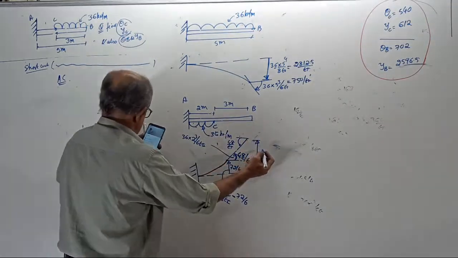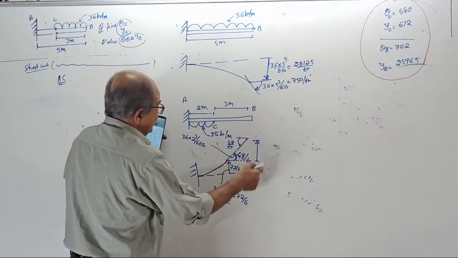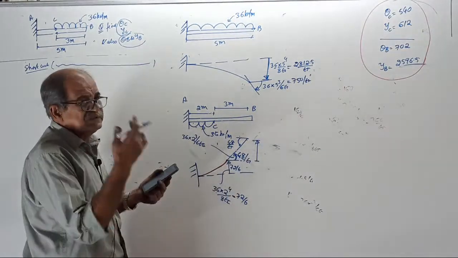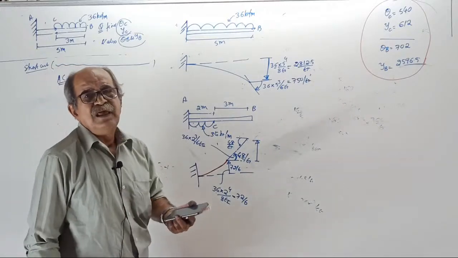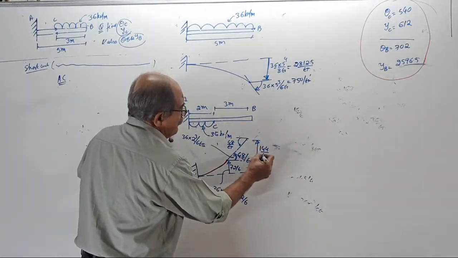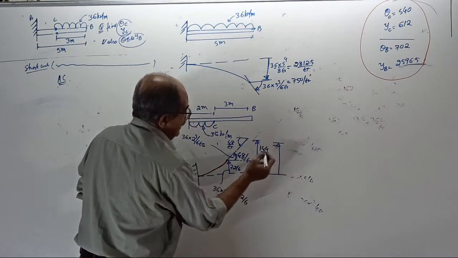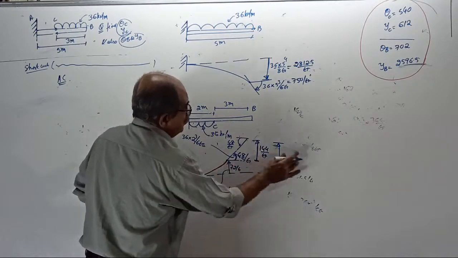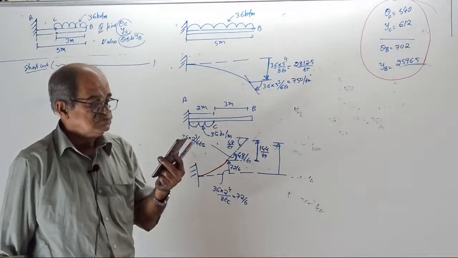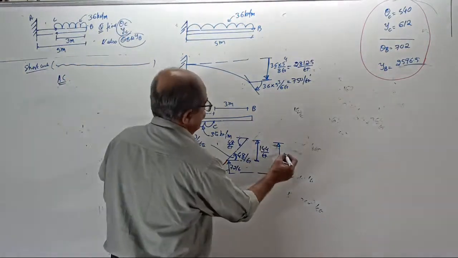I will not explain this, because I have explained it thousands of times. Slope is 48, this intercept, distance is 3. If somebody wants an explanation, don't come to my class. If anybody gets a doubt about how it came, don't come to my class. Tell me the total upward deflection: 144 plus 72, which is 216 by EI.